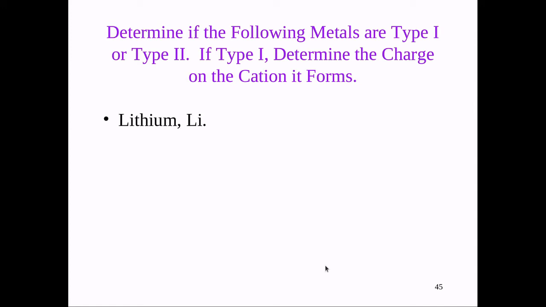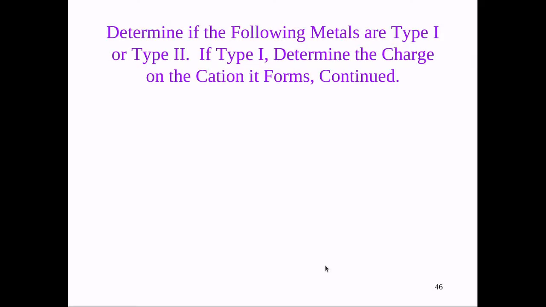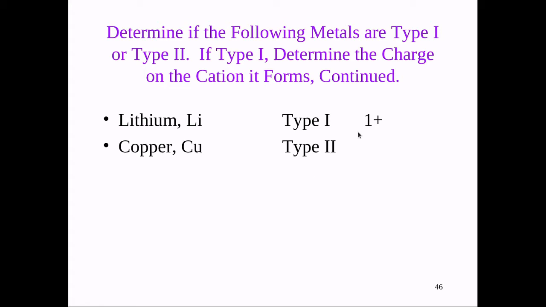So let's see if we can determine if the following metals are type 1 or type 2. So lithium is in group 1, so that's a type 1. We know its charge is +1. Copper is going to be a type 2. It's in that center area, and it's typically going to have either a 2+ or a 3+ charge. Gallium is on our graphic. We know that one. It's going to be a type 1, and it's going to take on a 3+ charge.